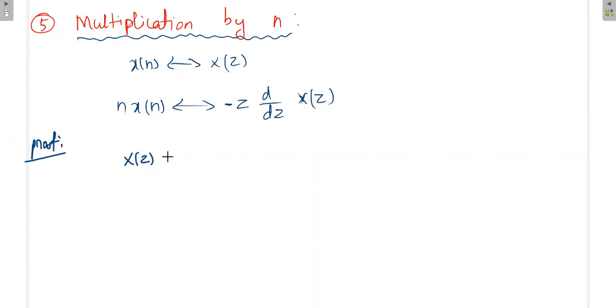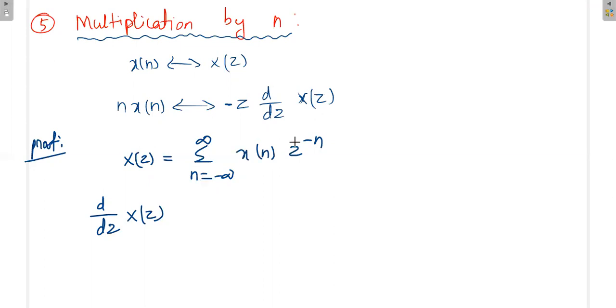X of z is equal to summation n minus infinity to plus infinity x of n z power minus n, and d by dz x of z. That means differentiate x of z with respect to z. That means differentiate on both sides with respect to z. Then when you differentiate, the summation is with respect to n, and this is the signal x of n.